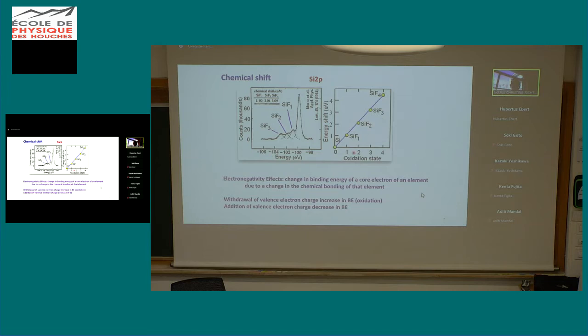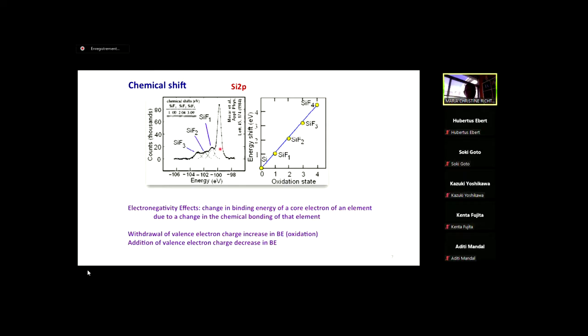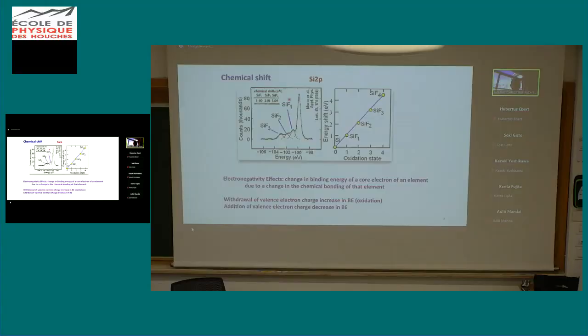What you can use XPS for is to do a chemical analysis. And this is really nicely shown in these silicon 2p core level peaks. And you see this silicon is in bonds with fluorine. You have fluorine 1, 2, or 3, so different oxidation states. And you see that there's a chemical shift because in the valence band there are fewer electrons, and you can do this chemical analysis of the elements which you have on your surface.